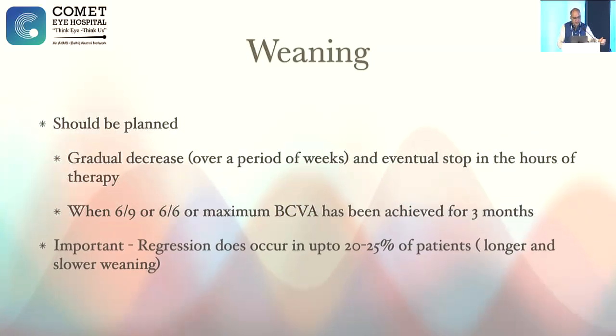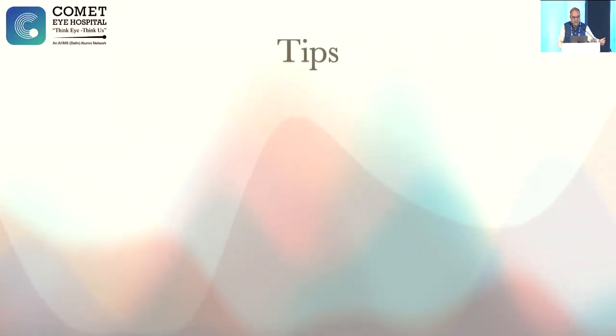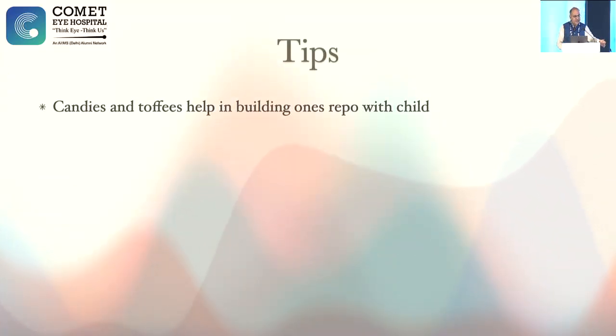The important thing here is to make the child and parents aware of the regression, because it does occur in up to 20 to 25% of patients. And whenever this occurs, there should be a longer and slower weaning rather than a rapid weaning. Now, some tips like candies and toffees do help in building the rapport with the child because they are the most important partner in their treatment.